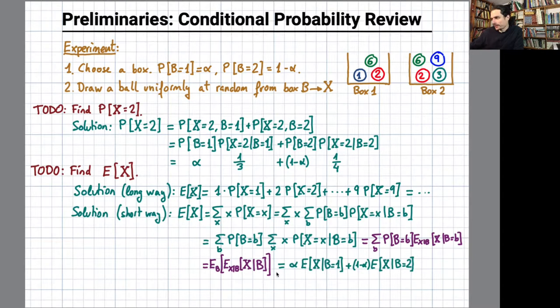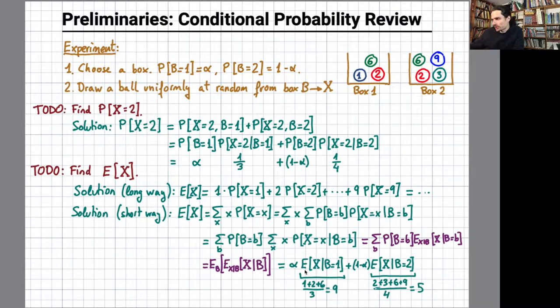So now one can just expand this sum, right, to write alpha times this conditional expectation where b equals 1 plus 1 minus alpha times the conditional expectation where b equals 2, okay? And therefore it remains only to compute these conditional expectations, right? But they are very easy to compute.